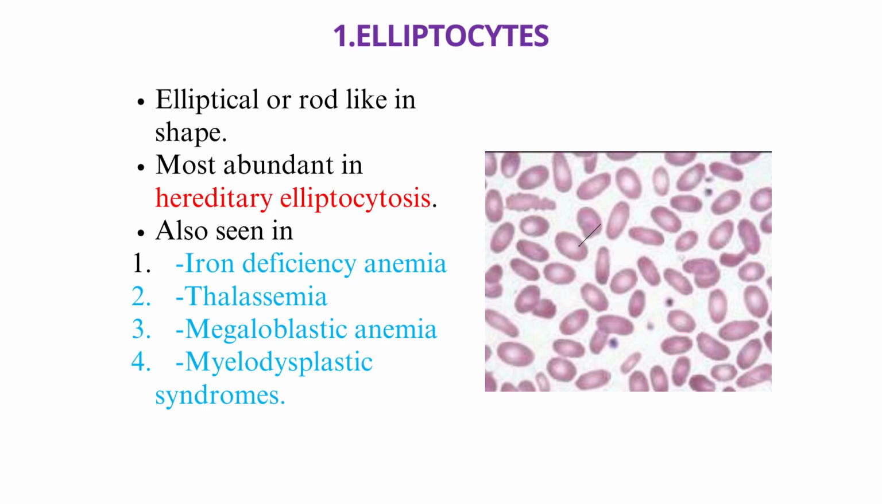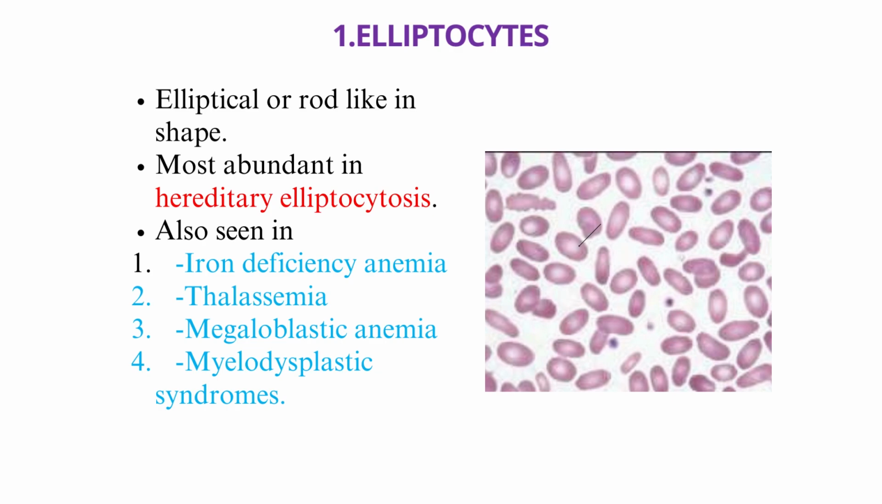Elliptocytes are elliptical, as the name suggests, and rod like. If you look at this picture, you can see elliptocytes. They are seen in hereditary elliptocytosis. Just like hereditary spherocytosis, there is hereditary elliptocytosis. But they might be seen in IDA, thalassemia, megaloblastic anemia, and myelodysplastic syndromes as well. But classically in hereditary elliptocytosis.